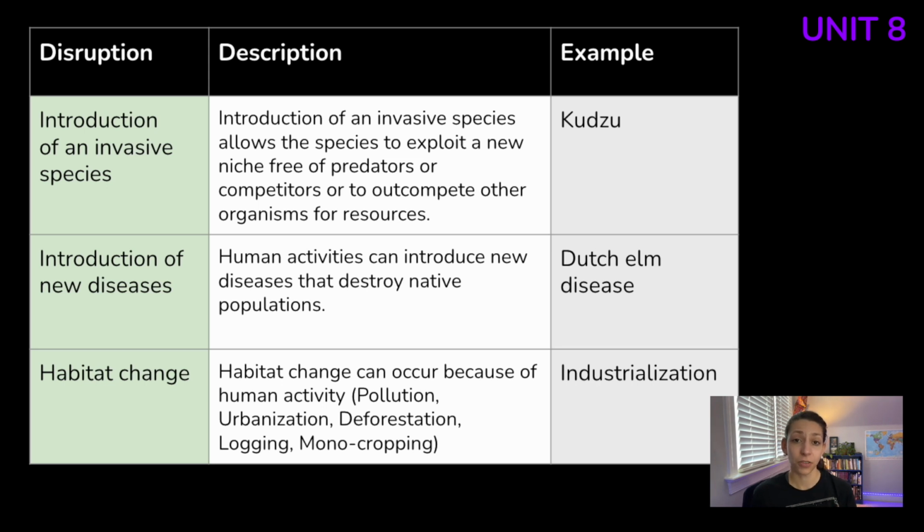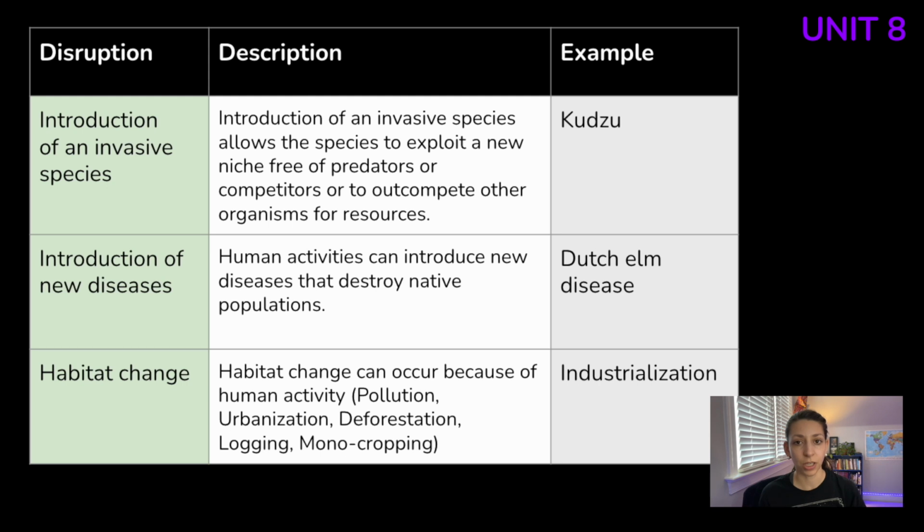Human activities can also introduce new diseases to an area. Elm disease was a tree disease that was introduced, totally devastating, and often we see more of this with the increased movement of humans and human activity on the planet. And of course, habitat change is a huge threat to different species. Actually, habitat loss is the number one reason species are at risk of becoming extinct. Habitat loss can occur for a number of different reasons from human activity.